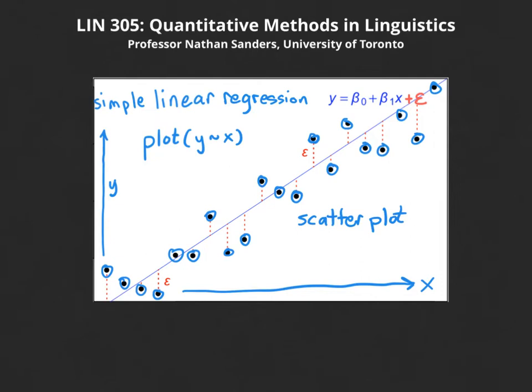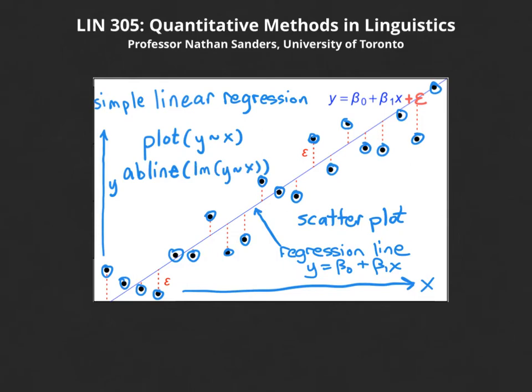You can also overlay the regression line from a simple linear regression by using the abline command. It takes a linear model as its input, in this case, lm parentheses y tilde x. Running these two commands one after the other will thus give you a scatter plot of your data with a regression line running through it.